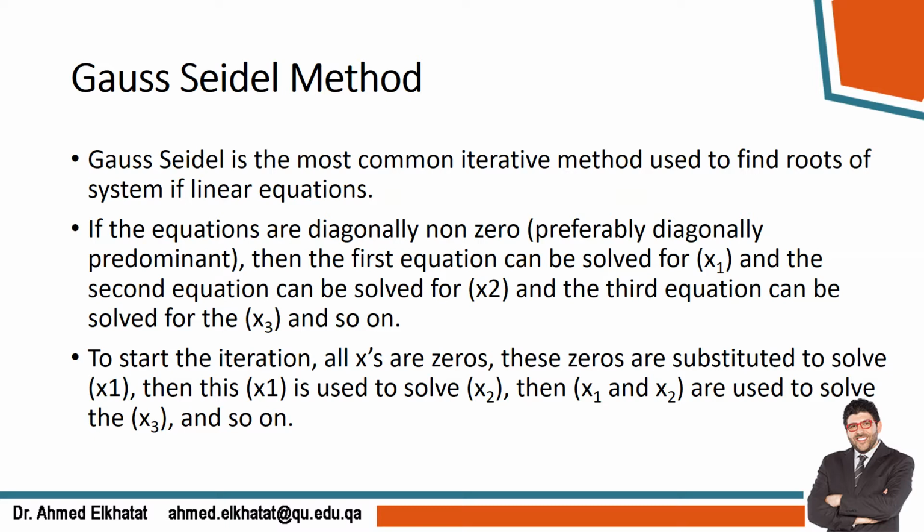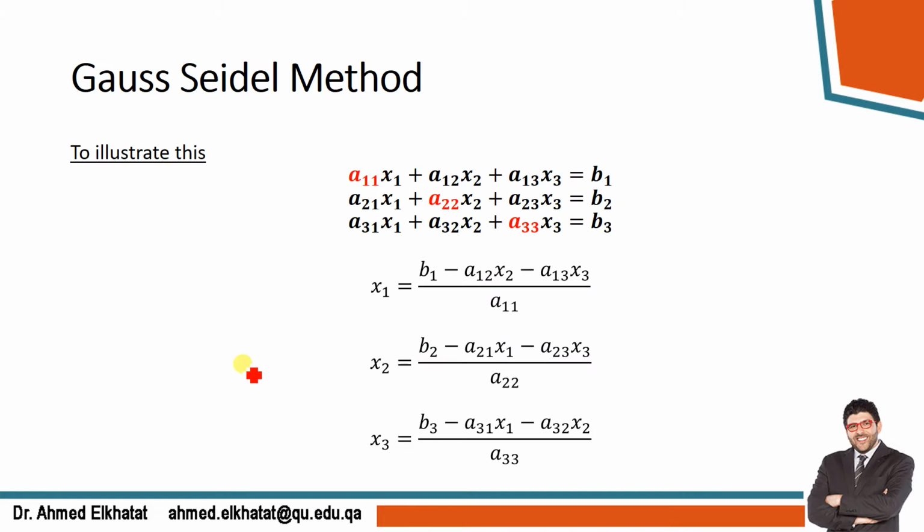And then we can start the iteration by considering all zeros, okay, and then we can substitute to find x1, and we use the most recently calculated x to be substituted in the other equations. We will see how to perform this. So for example, we have this equation, and we suppose that they are predominant, so we can solve the first one for x1, the second one for x2, and the third one for x3.